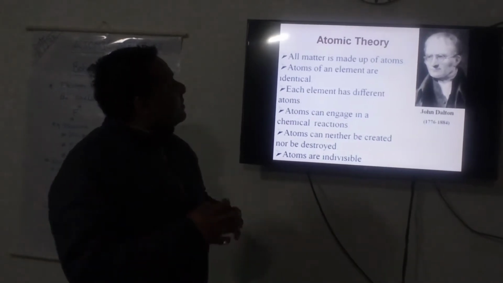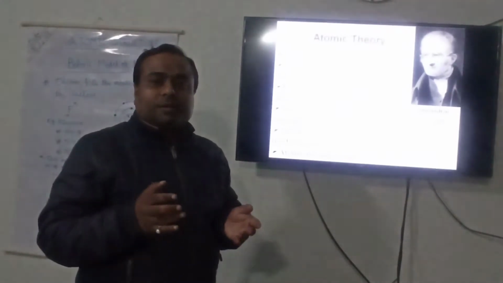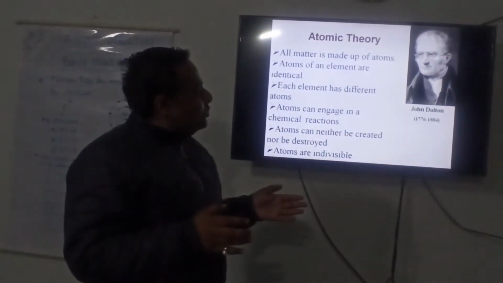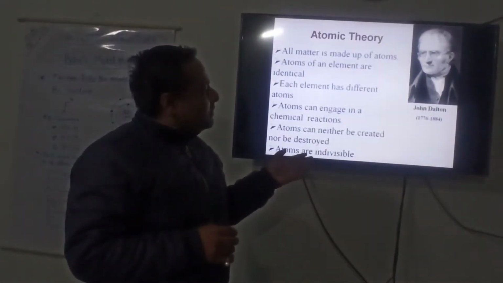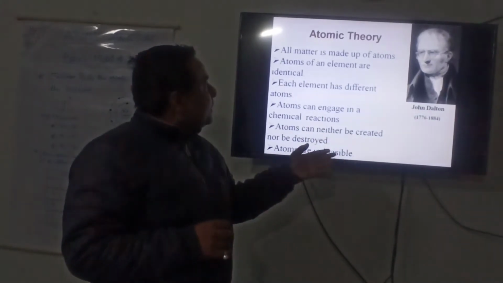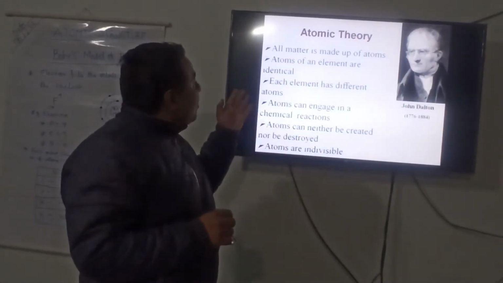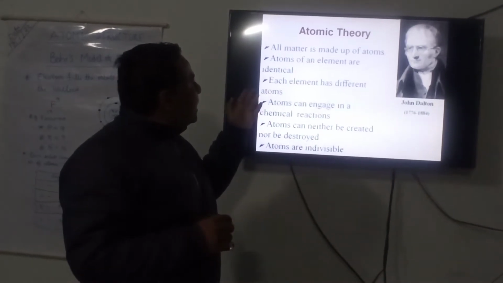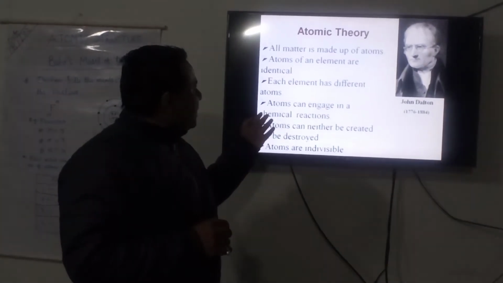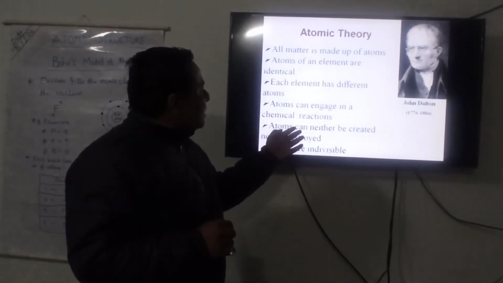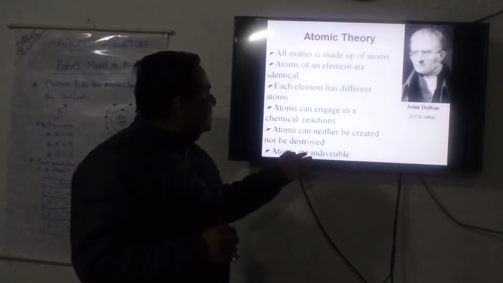Now, there are several scientists who gave different atomic theories about atomic structure. The earliest theory was given by John Dalton, who lived from 1776 to 1884. In his atomic theory, all matter is made of atoms. Atoms of an element are identical. Each element has different atoms. Atoms can engage in a chemical reaction. Atoms can neither be created nor be destroyed, and atoms are indivisible.